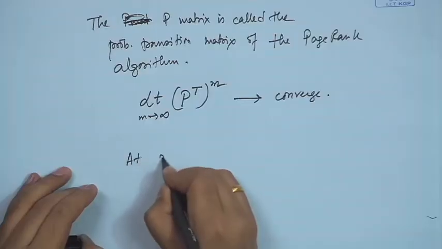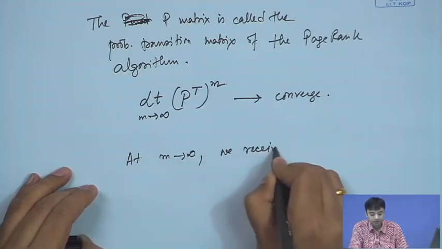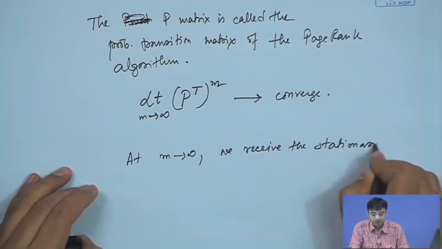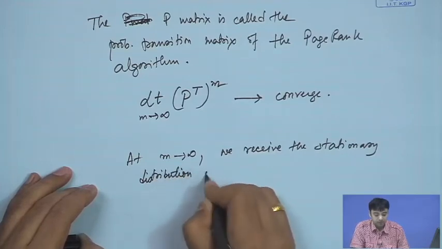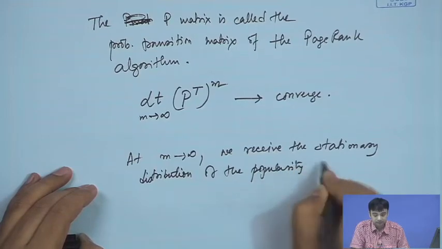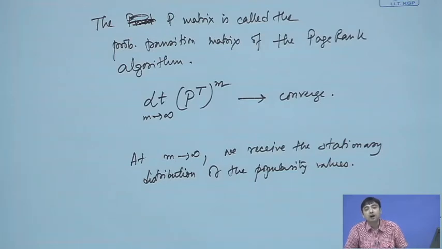So, at large m, as m tends to infinity, we receive the stationary distribution of the popularity values. That is how one can reinterpret the idea of the PageRank formula as a random process of web surfing.